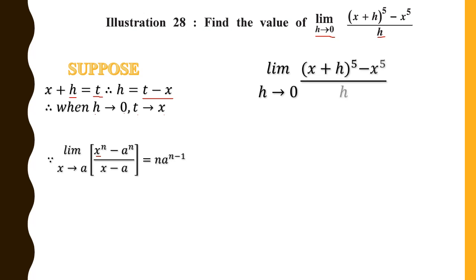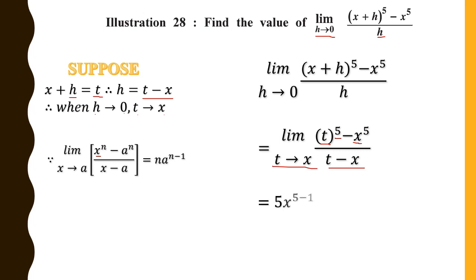This is the original equation, and I will be replacing it with the assumed values. So the limit changes to t tends to x, x plus h changes to t, and h changes to t minus x. Now this looks more like our original format. So what we need to do, the n is 5 and a is x. Remember, n is 5 and a is x.